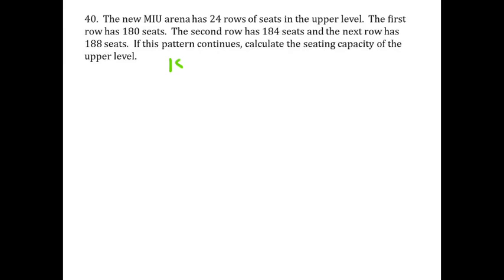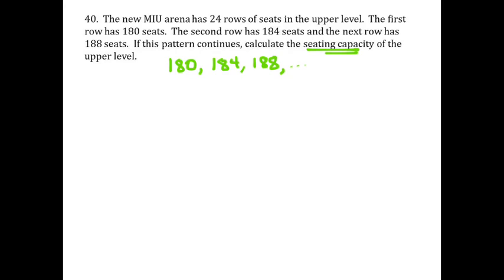So my sequence here is 180, 184, 188, and so on. So we're adding 4 every time. We're adding 4 seats in every row. So we have an arithmetic sequence here. And we want to find the seating capacity, which means I want to add up all of the rows of seats in the upper level to find out the total number of seats.